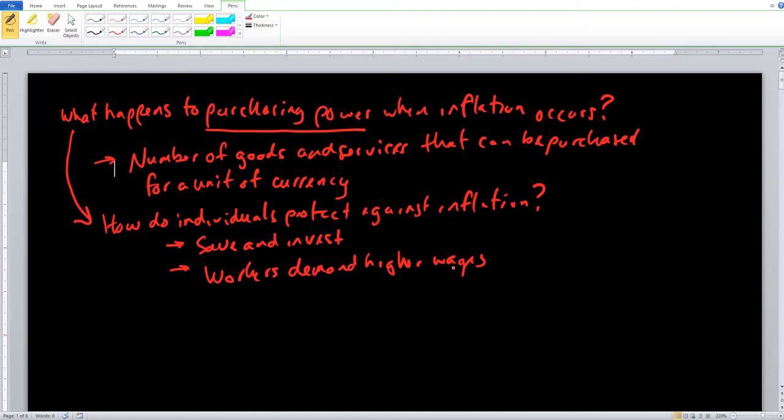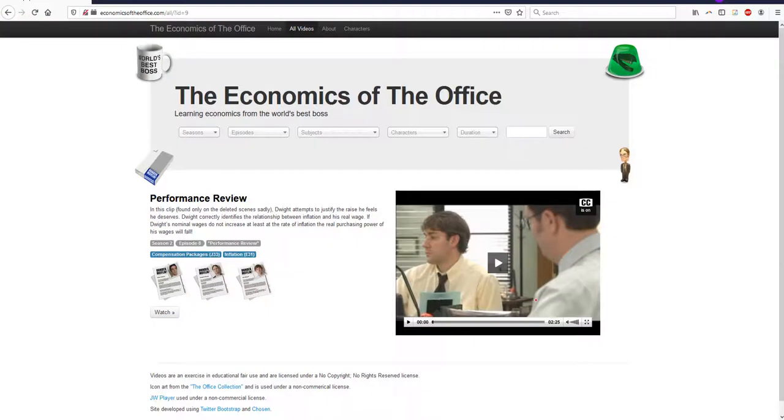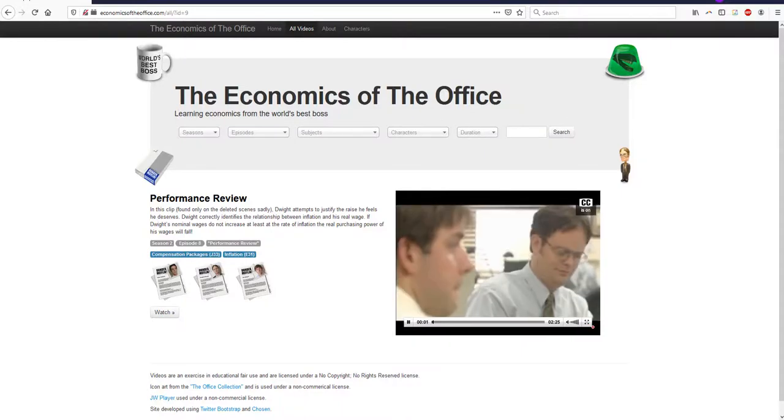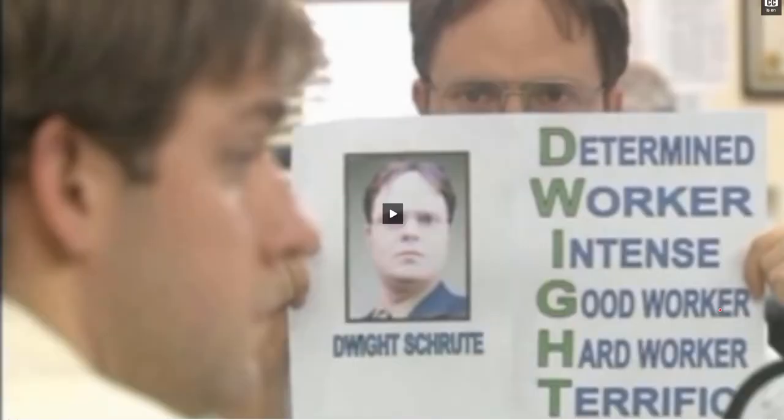So go ahead and take a look at this particular video right here and tell me exactly which one of these ways Dwight correctly identifies when it comes to inflation. So doing a little bit of inception right here, a video inside of a video. Take a look at this clip with The Office. What does Dwight correctly identify here?